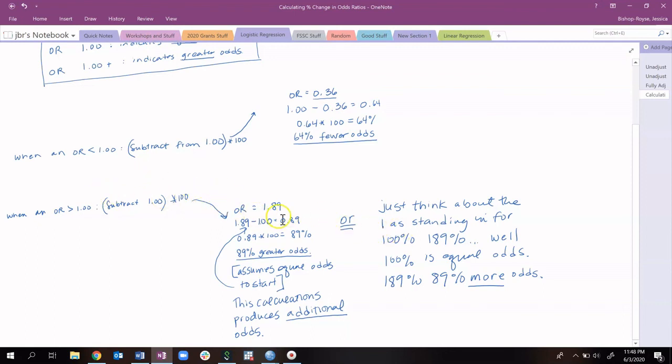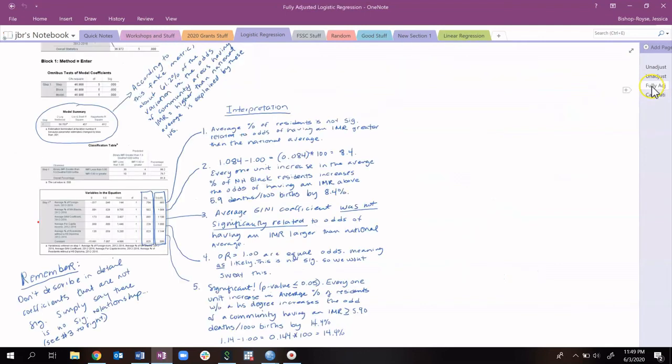Okay? You could always just convert these in your head to hundreds of percents. So instead of thinking of an odds ratio of 1.89, you could just think of it as 189%. And then you subtract the 100% that you would if you were following this model, and then end up with 89% more odds or greater odds. Okay, this is confusing, absolutely. It's a two-step process: get the interpretation right, and then go back and work hard to make sure that your interpretation is coherent to a person who's reading your document.